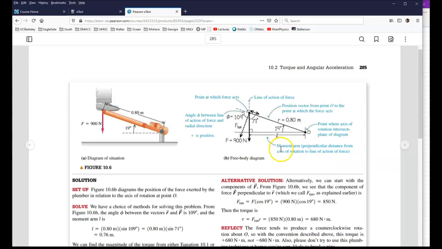A picture is always better than 1,000 words. There we go. There's the picture. So here is the foot of the plumber. Here is the big wrench. Here is the stubborn bolt right here. So what he's doing, he's pushing. He's pushing with a force of 900 Newton, which is basically his weight, he said.